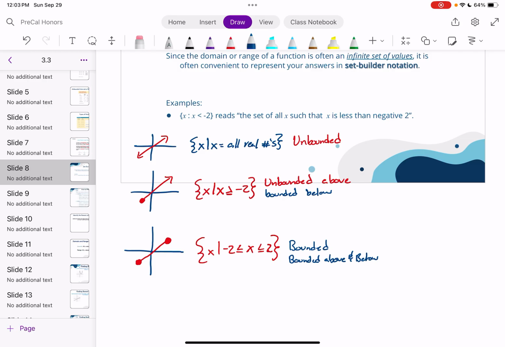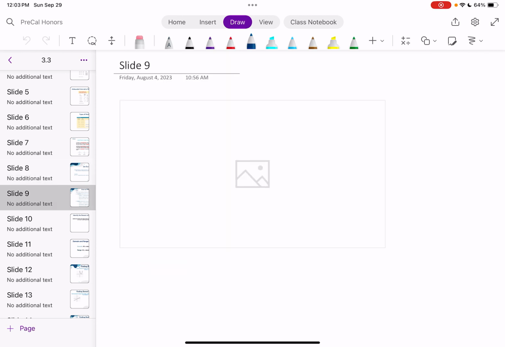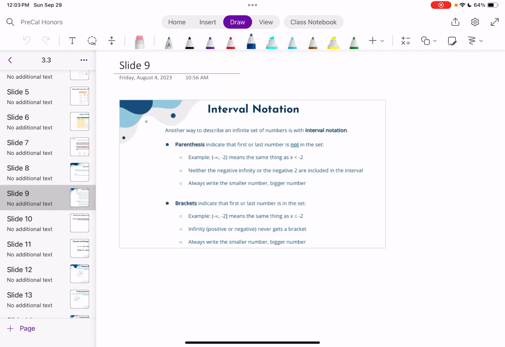Let's go ahead and take a look at slide 9. In slide 9, we begin to describe the differences between parentheses and brackets. Within interval notation, a parenthesis going towards infinity or negative infinity means that it will continue to go in that direction. If a parenthesis is next to a specific number, that means we are going up to the number, but we are not including that number.